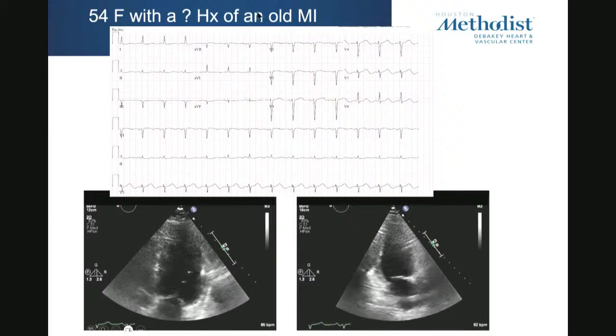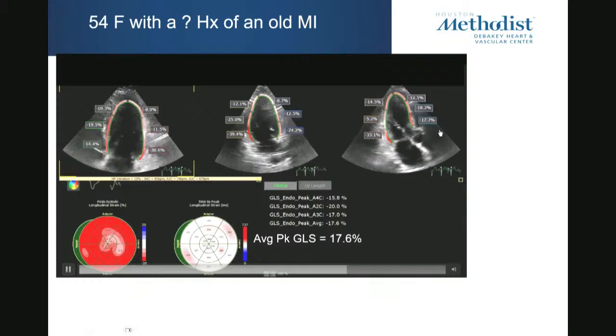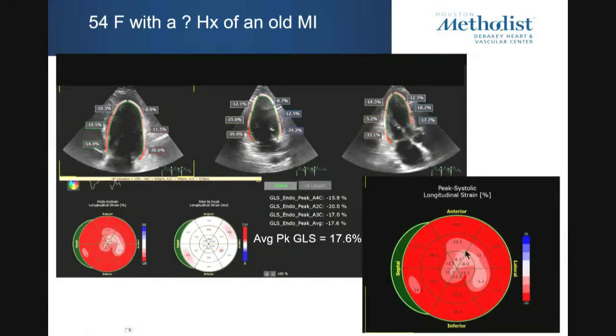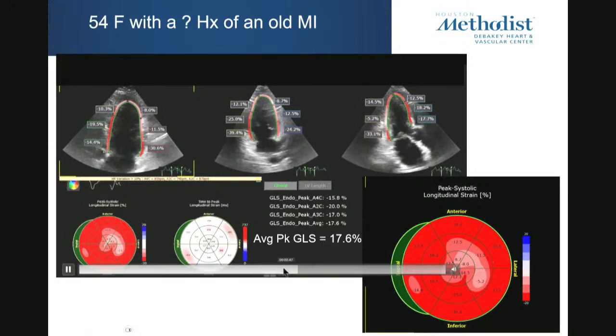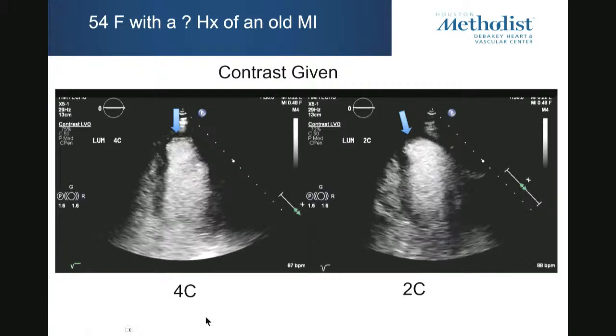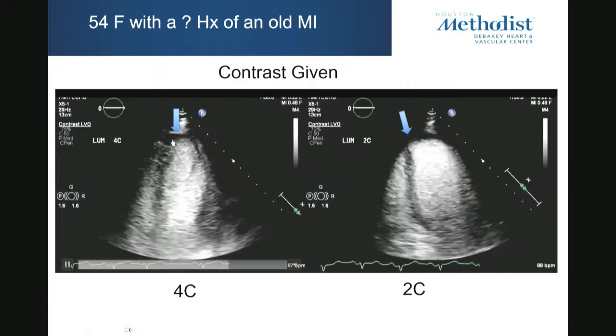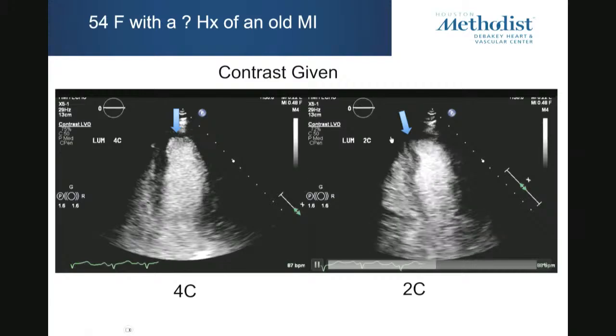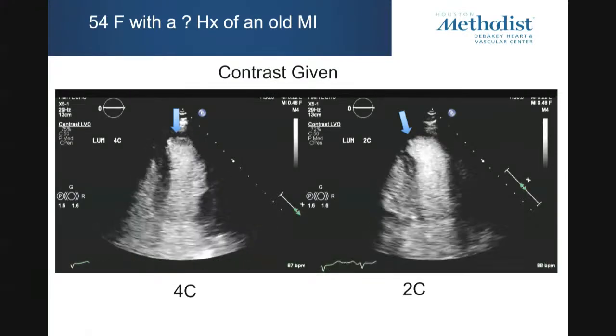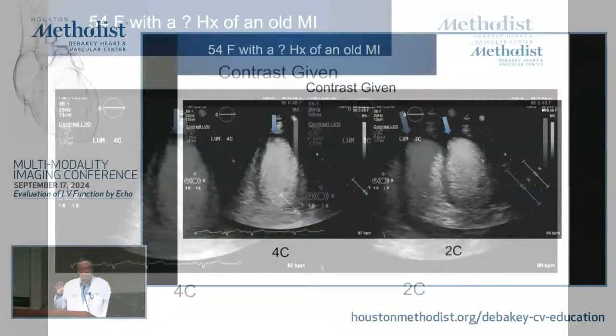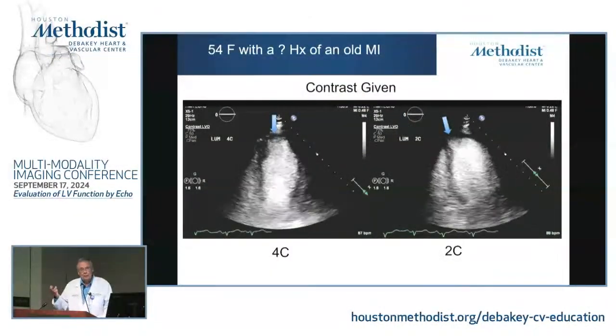EKG suggested an all anterior MI, but again, it's one of those cases where you wonder, is it or isn't it? So the strain had this area here of very low values compared to the rest. The peak GLS average was still in the normal range because everything else was great, but this area was very suspicious. Contrast is used, and sure enough, there is the tip of your apex. It's abnormal. So again, where the GLS comes in is that it gives us a warning sign that maybe there's more than the eye can see.